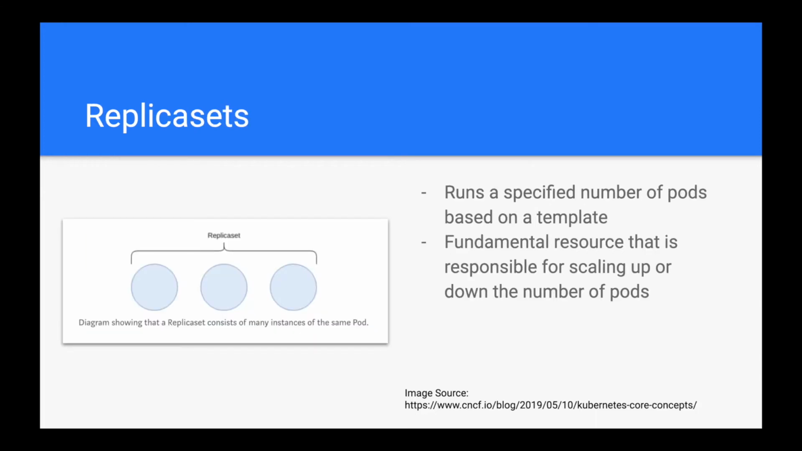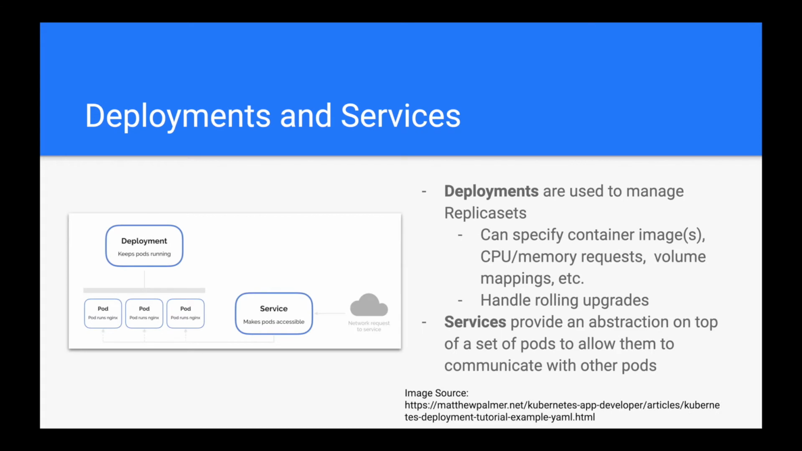Replica sets run a specified number of pods based on a template. It's a fundamental building block of Kubernetes, and it's managed by deployment objects. Replica sets are responsible for scaling up and down pods. Deployments create and manage replica sets, and when creating a deployment, users can specify things such as CPU and memory requests, the container image or images to use in the pods, among other things. Services target pods deployed by a deployment and allow them to communicate with other pods.